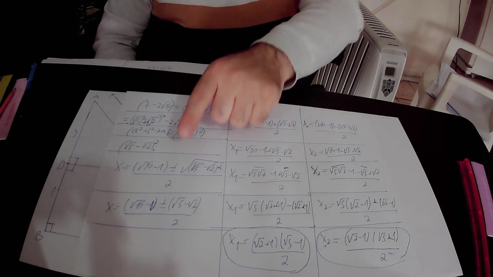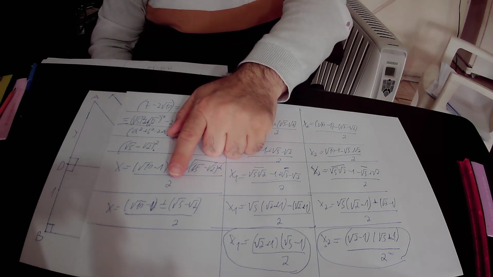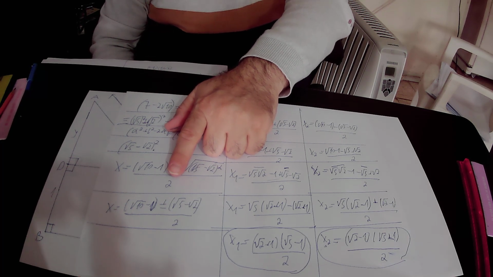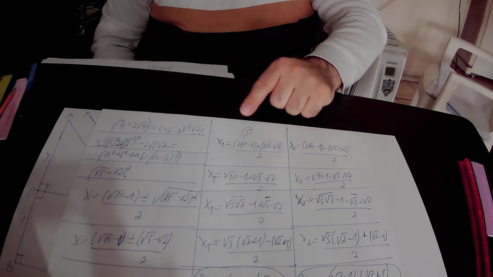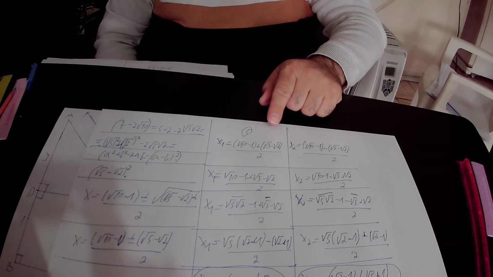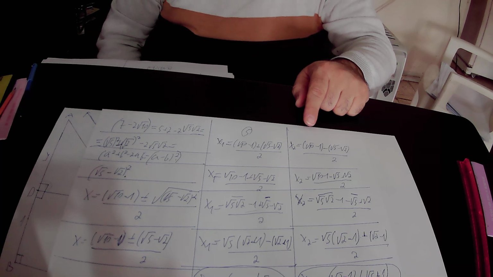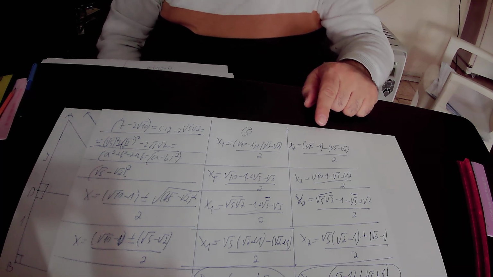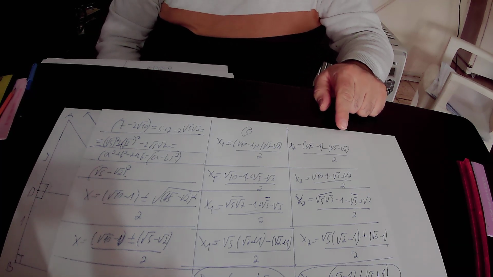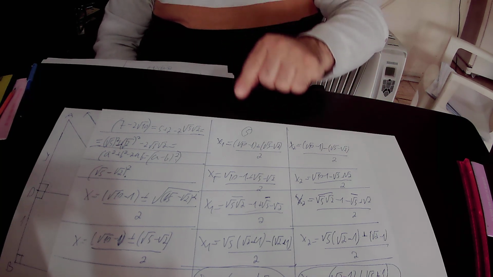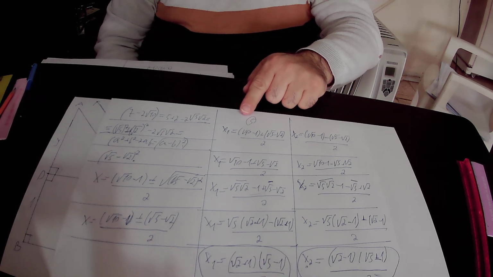So here we will have two possible solutions for x, x1 and x2. The first solution, x1, is square root of 10 minus 1 plus (square root of 5 minus square root of 2), over 2. And the second solution for x is x2, that is actually square root of 10 minus 1 minus (square root of 5 minus square root of 2), over 2.